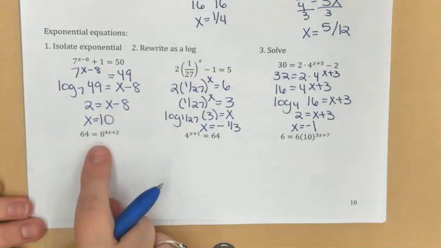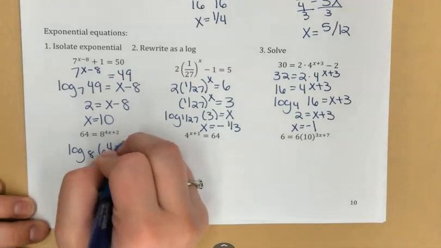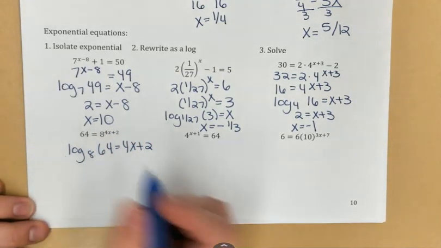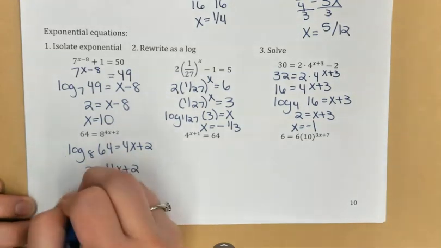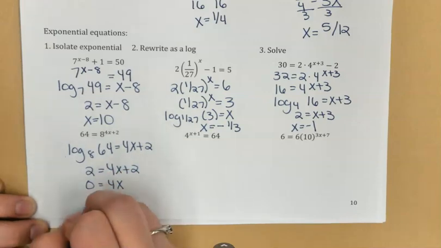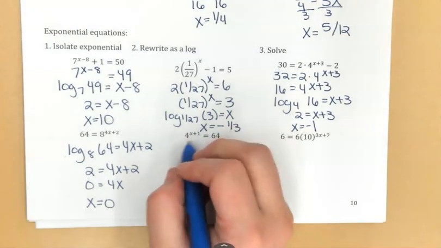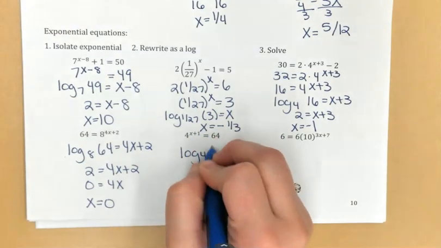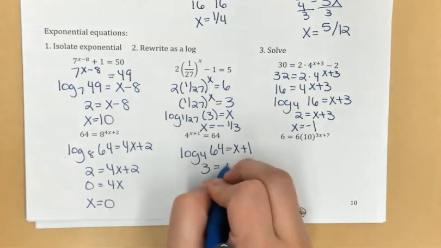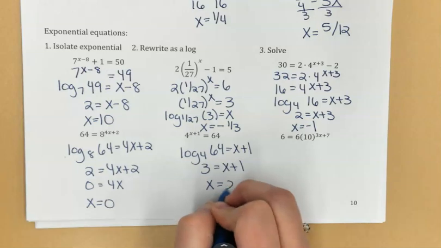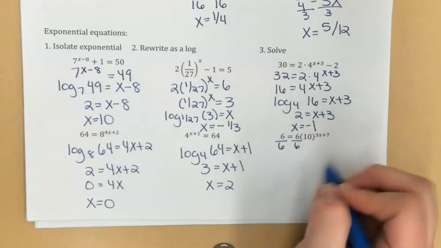On to the last row, my exponent's already by itself, so the log base 8 of 64 is equal to 4x plus 2. Well, log base 8 of 64 is 2. When I subtract 2, this becomes 0. Dividing by 4 again, x is still 0. Moving on, my exponential is by itself, so log base 4 of 64 is equal to x plus 1. The log base 4 of 64 is 3. So after subtracting 1, I find that x is 2.